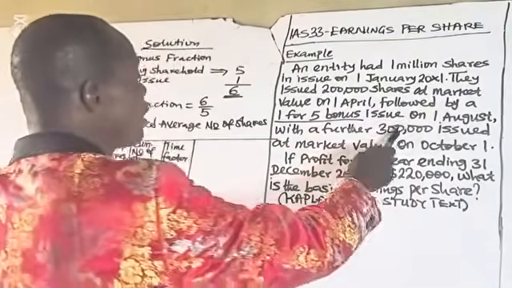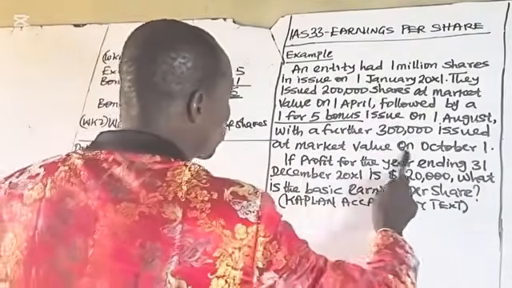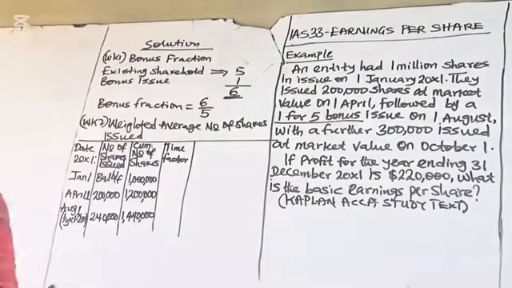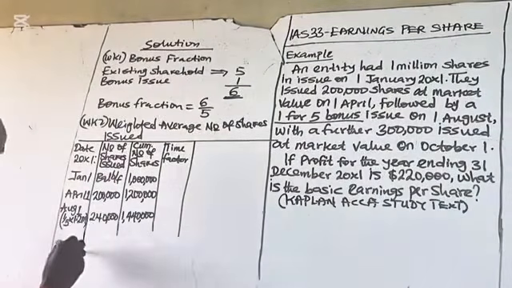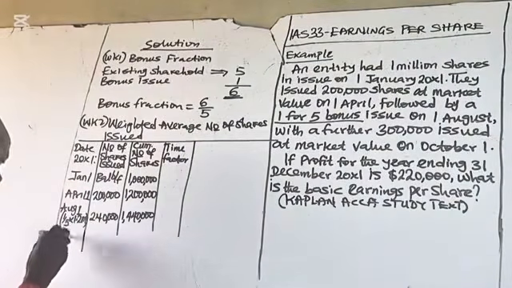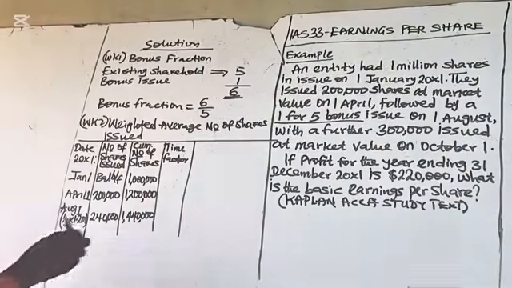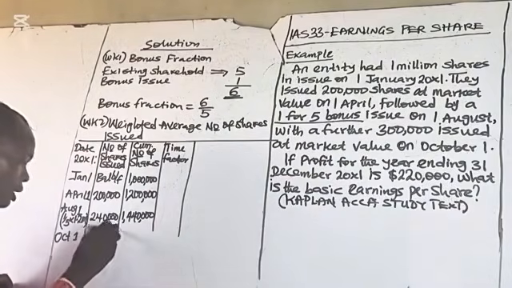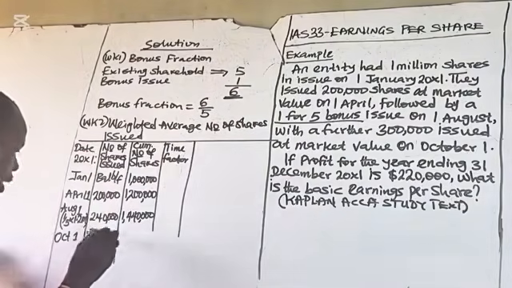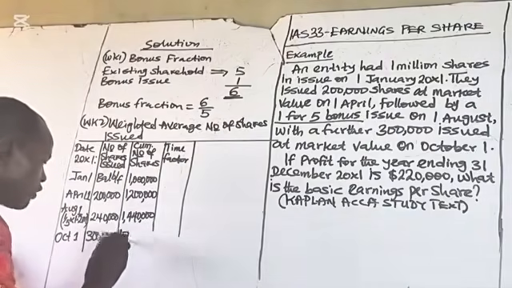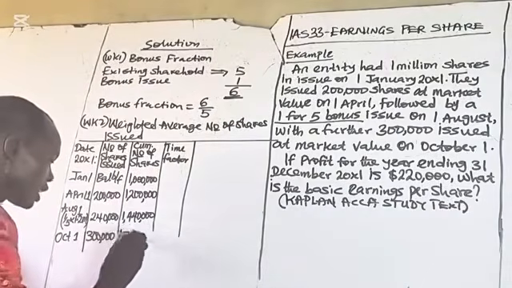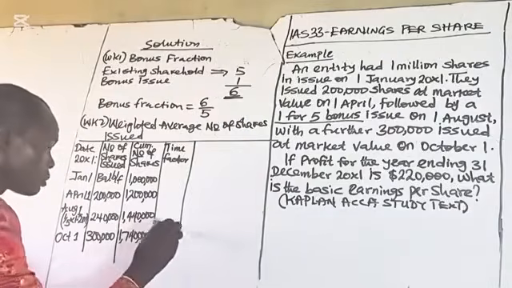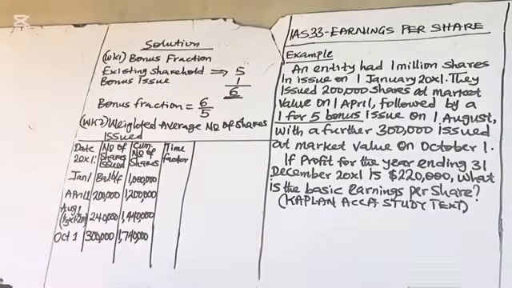With a further 300,000 issued at market price on October 1st, they also issued another 300,000 shares. The cumulative number of shares becomes 1,740,000 shares. That is the cumulative. Then the time factor.